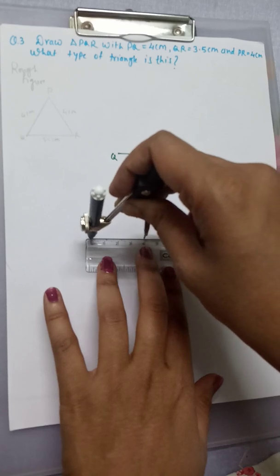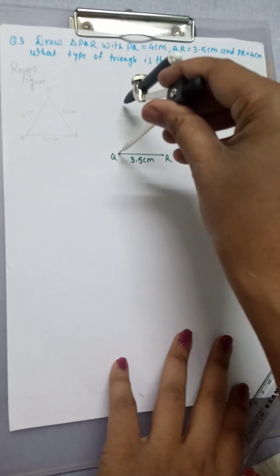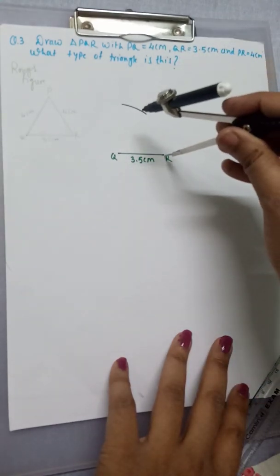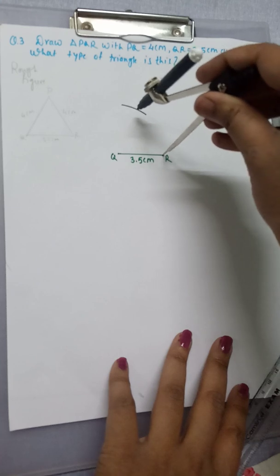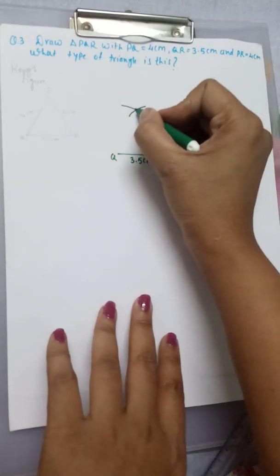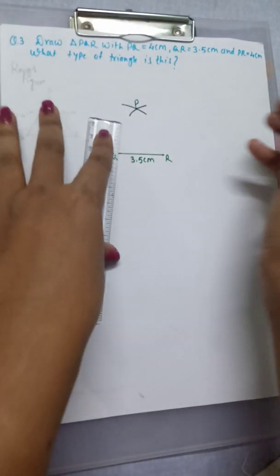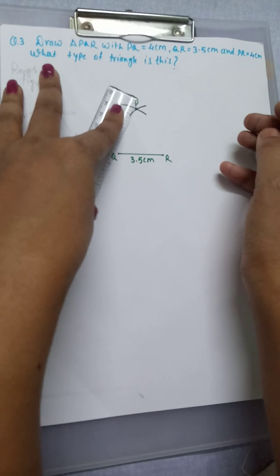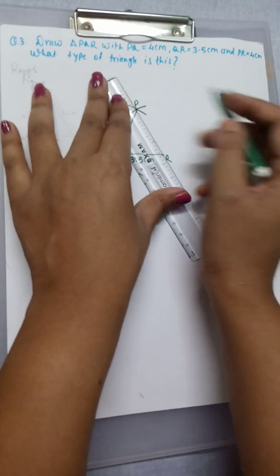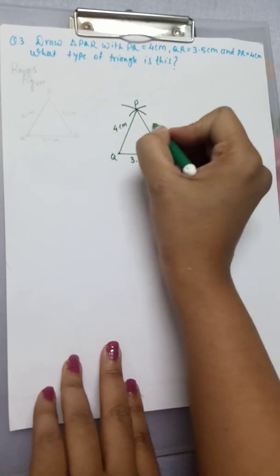We have to draw one arc. So we can take Q as a center. Stretch your compass 4 centimeter and draw one arc like this way. Same, don't change the radius. R as a center, intersect this previous arc. So you will get one intersecting point. This intersecting point you can give the name P. Okay, now join PQ and PR. And these two sides we have taken 4 centimeter.